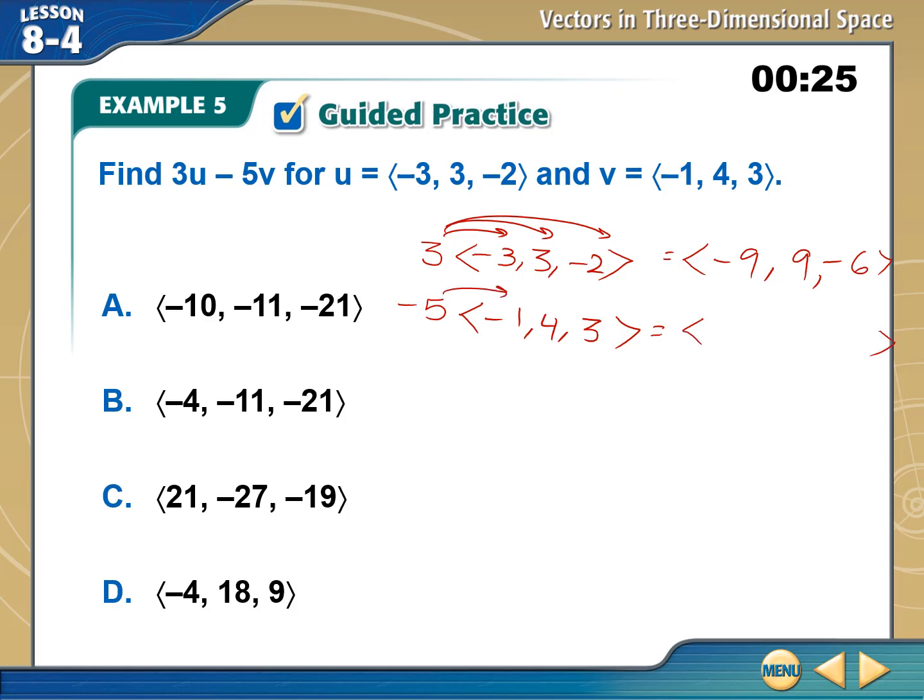Now what about the next vector? Negative 5 times negative 1, it's positive 5. Negative 5 times 4, it gives us negative 20. And then negative 5 times 3 gives us negative 15. Now add them to get the final answer. Negative 9 plus 5 gives us 4. 9 minus 20 gives us minus 11. Negative 6, negative 15 gives us negative 21. So our answer is 4, negative 11 and negative 21. So it should be negative 4 because negative 9 plus 5 gives us negative 4.